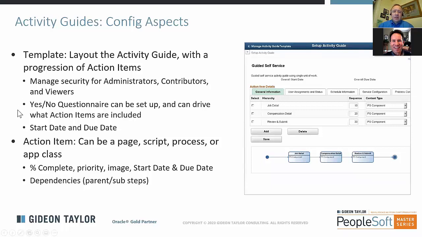Out of those options, I'm going to go over in this tool what the configuration-based aspects are that are available. There are both configuration and technical aspects to activity guides. First, the activity guide, and there are new features coming out with every release of the activity guide composer. You can build templates, which are the layouts for the activity guide, and it shows the progression across action items. Those action items are pages, a script, a process. You can think of those as being a page. It's something that happens, or that the user interacts with.